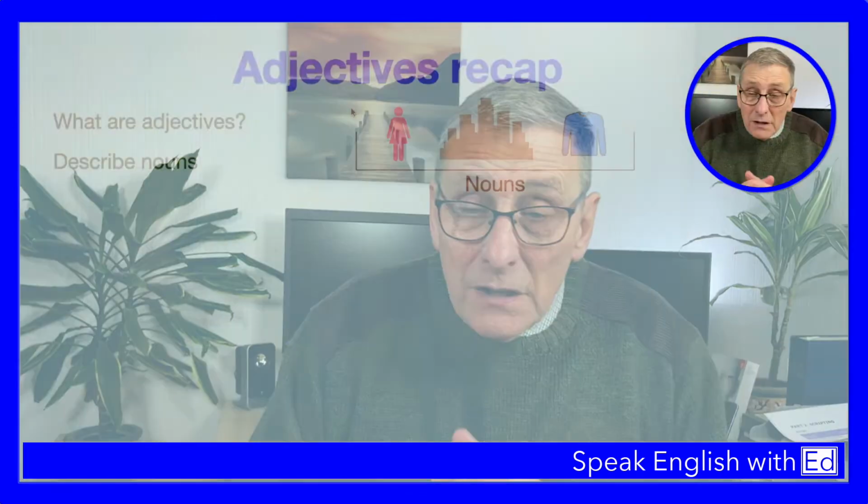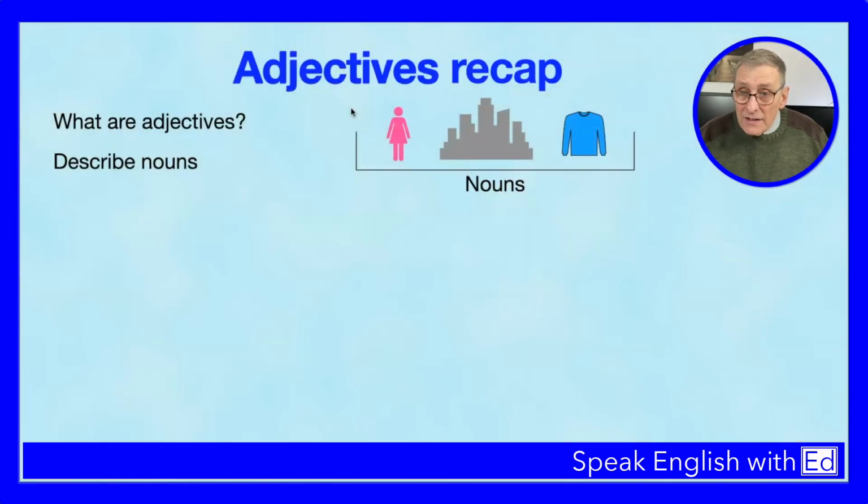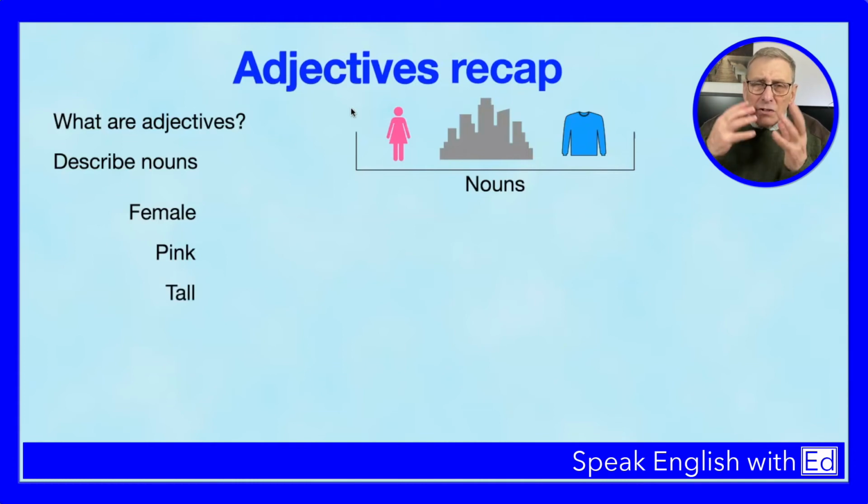So let's have a recap and see what we've learnt today so far. We've learned that adjectives are describing words. They describe a noun such as a person. And a noun is a person, a place, or a thing. So when we're describing a person or people, we can describe them as female. We can describe them as pink. We described her as tall. The lady that we were looking at, she was tall, she was pink, and she was female. And these are all descriptions of the lady, the person that we want to tell somebody about.